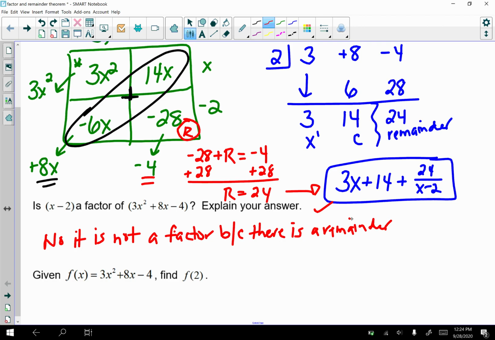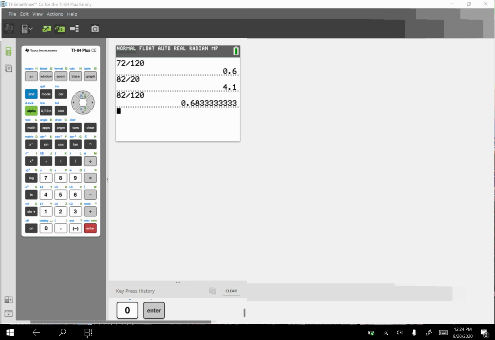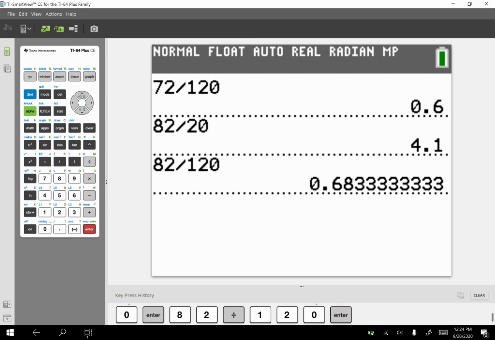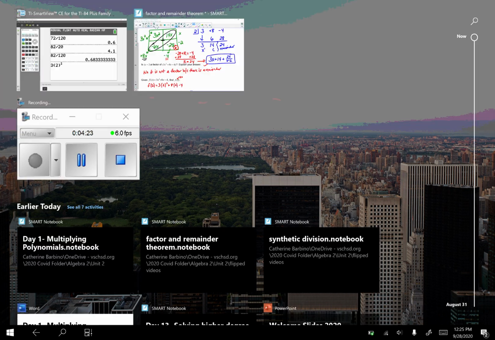And then the next follow-up question says, given f of x equals 3x squared plus 8x minus 4, they want us to find f of 2. So remember, for function notation, when they put it like this, that's my x equals. So they want me to substitute anywhere I see an x with a 2. So I'm going to set it all up here first. And now I'm going to go to my calculator. Three times 2 squared. And then I had plus 8 times 2 minus 4.